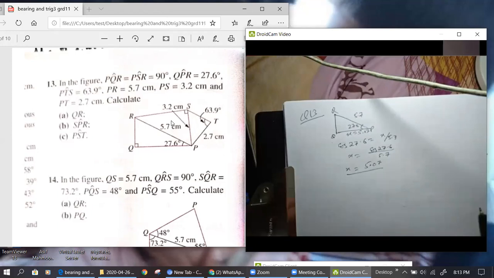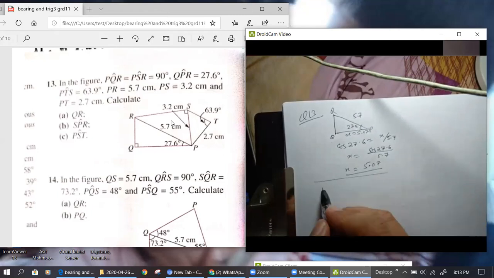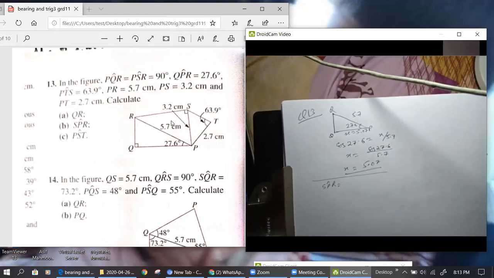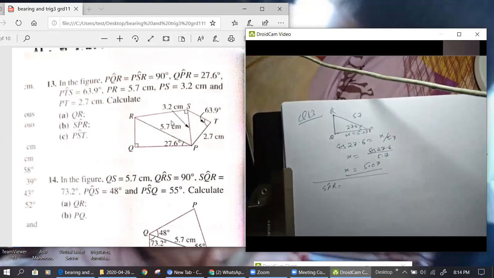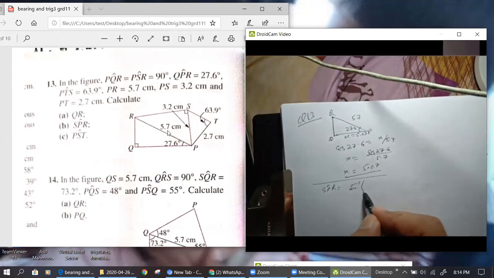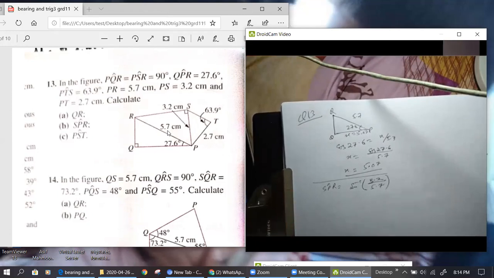Angle SPR. Hypotenuse is given. Adjacent is given? Opposite over hypotenuse, not adjacent every time. For this angle, this is opposite, and this is hypotenuse, right? Opposite over hypotenuse comes in sine, right? So you can do sine inverse. Now calculate, please. Sine inverse of 3.2 divided by 5.7. What's the answer?